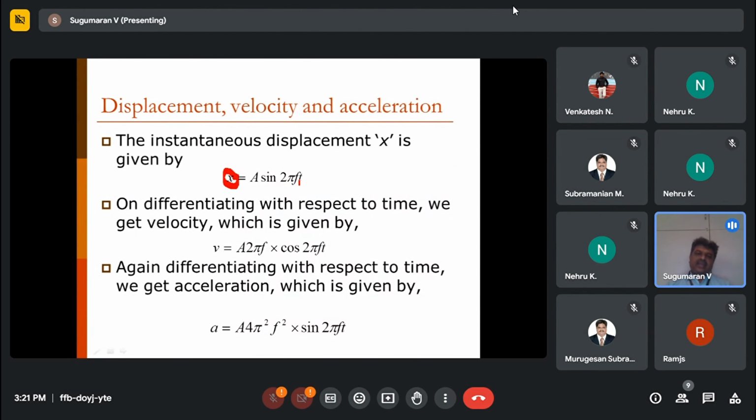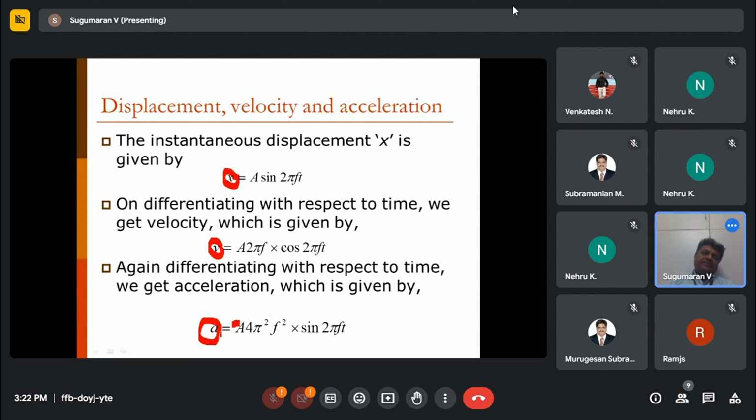One more time, you have to differentiate. As it is, one more 2 pi f will come. Already one 2 pi f is there, so 2 into 2, 4; pi into pi, pi square; f into f, f square. Cos theta, when I differentiate, becomes minus sin theta. The minus sign I have not included here, just ignore. Okay, you can keep it. So again sin 2 pi ft comes.